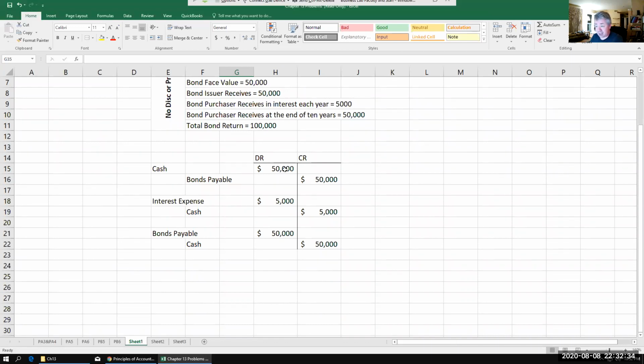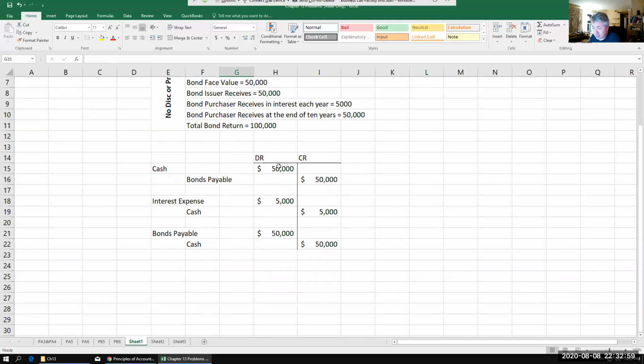When they sell the bond, they get the initial $50,000, and this is the entry for that. They receive $50,000 and it becomes a bond payable. It's just talking about long-term liabilities here. Think about, from early accounting, a kind of accounts payable. Very similar to that, but here we're talking more long-term.